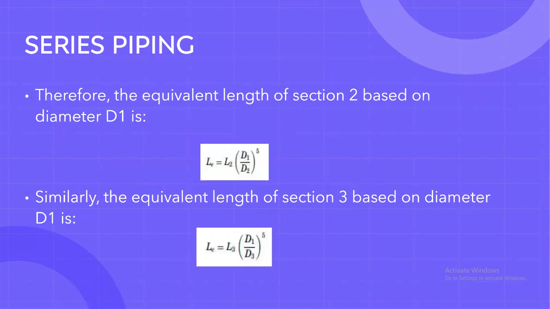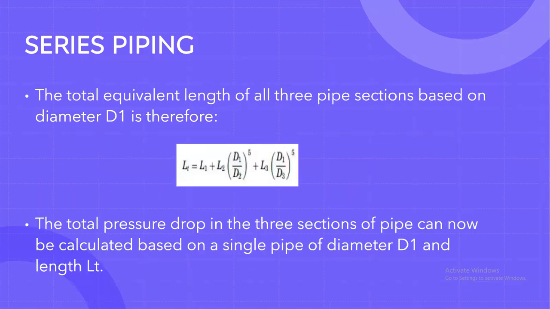Therefore, the equivalent length of section 2 based on diameter D1 is LE equals L2 times D1 over D2 to the power 5. Similarly, the equivalent length of section 3 based on diameter D1 is LE equals L3 times D1 over D3 to the power of 5. The total equivalent length of all three pipe sections based on diameter D1 is therefore L total equals L1 plus L2 times D1 over D2 to the power of 5, plus L3 times D1 over D3 to the power of 5. The total pressure drop in the three sections of pipe can now be calculated based on a single pipe of diameter D1 and length LT.